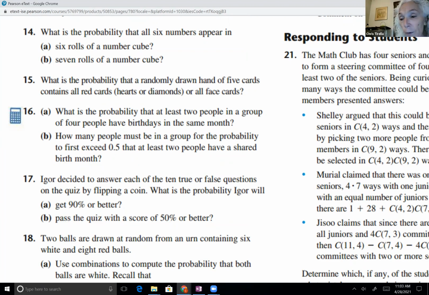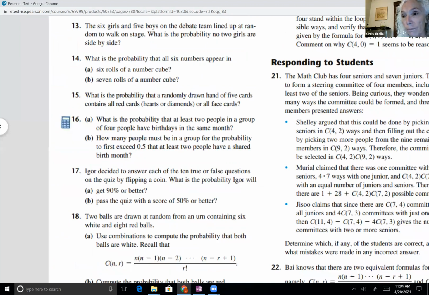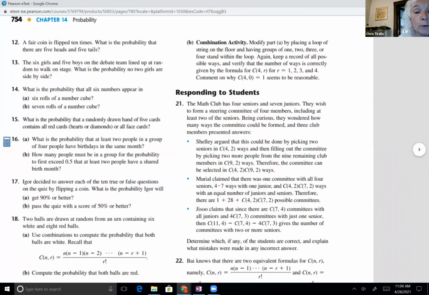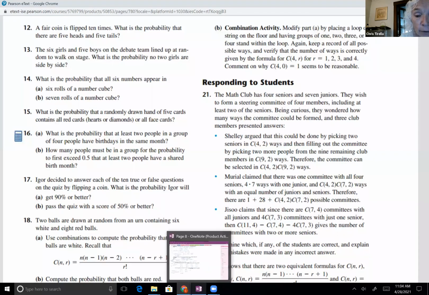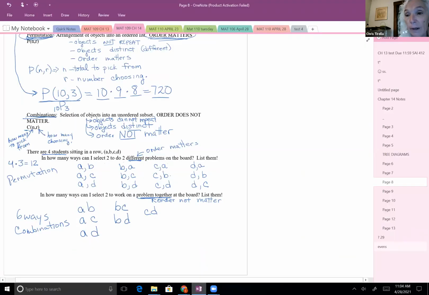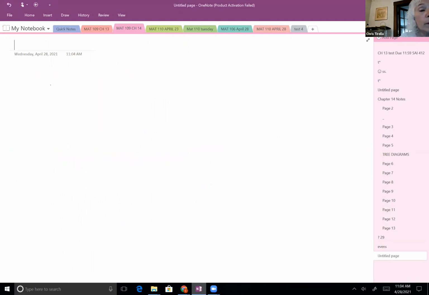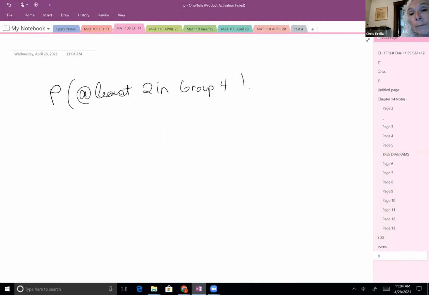You know what? Let me go through. Is this going to let me do this? No, the camera's gone. It's not going to let me take that picture. At least 2 people in a group of 4 having birthdays in the same month. I'm going to add a page at the bottom. Probability at least 2 in a group of 4 have birthdays in the same month.